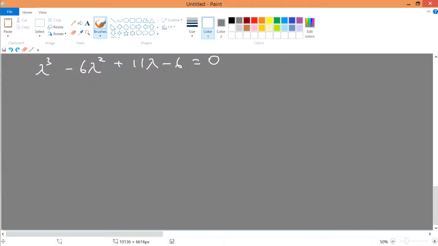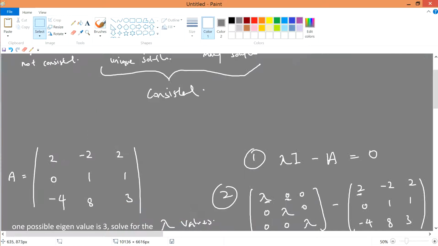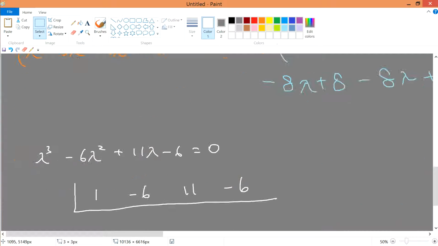So I will introduce you to synthetic division. How can I do this? For synthetic division, I just take out all the coefficients: 1, -6, 11, and -6. Draw something like this. And we know that one of our eigenvalues is 3, so we can simply sub it in.